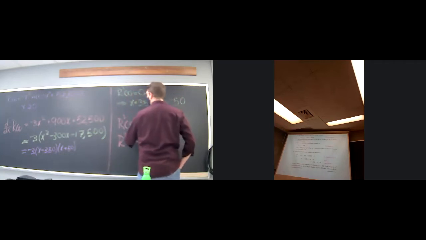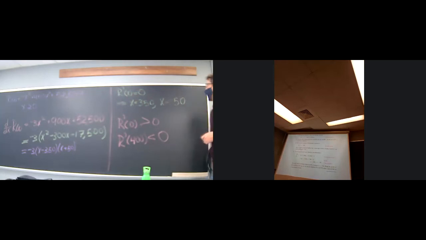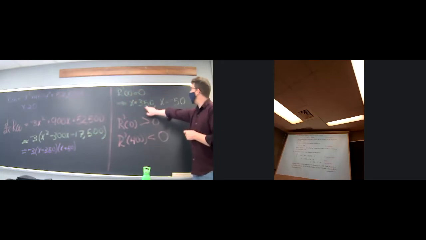So what we found is that we're increasing before we get to 350 and we're decreasing after it. So it must be that 350 is a max. So we know 350 items of production, 350 units, will maximize our revenue here. Does that make sense? Yep.